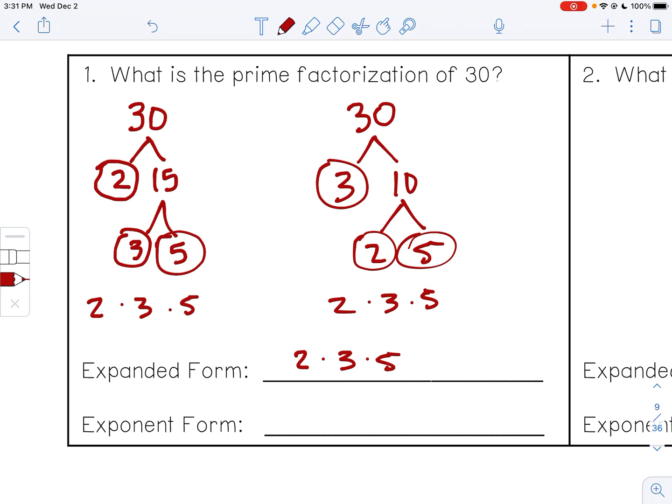Now we need to turn this into exponent form. So if we notice, I do not have any repeating numbers, which means my exponent form is just the same as my expanded form, 2 times 3 times 5.